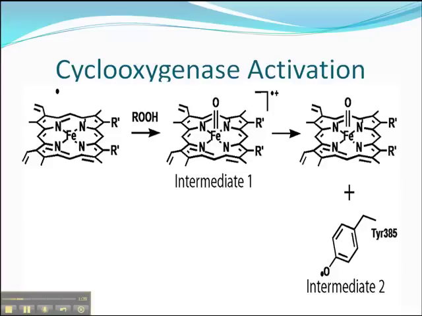The tyrosyl radical is formed when tyrosine 385 donates an electron to the ferryl species formed by the ferric heme contained within the COX enzyme.